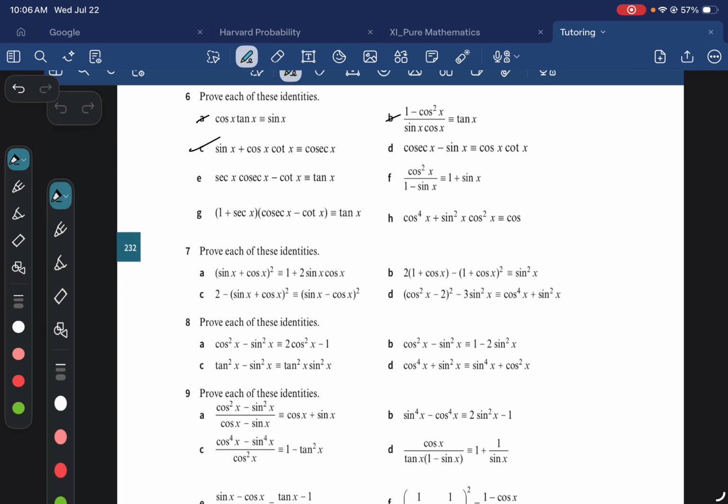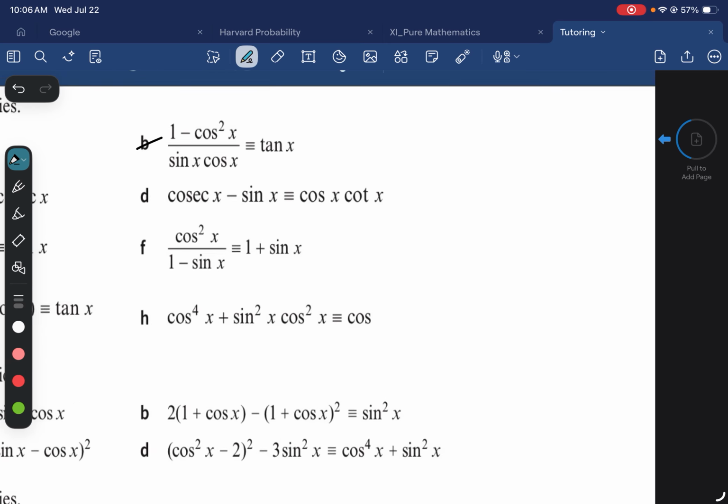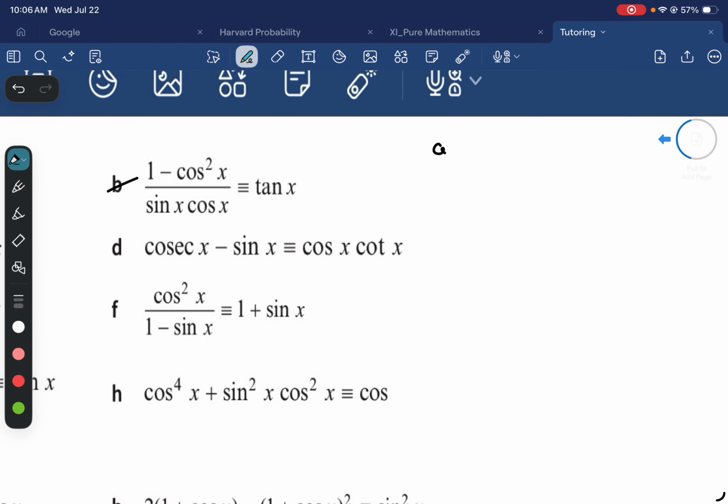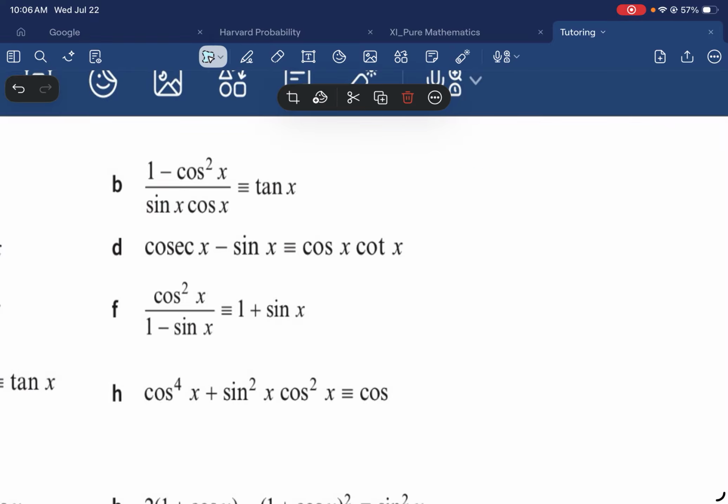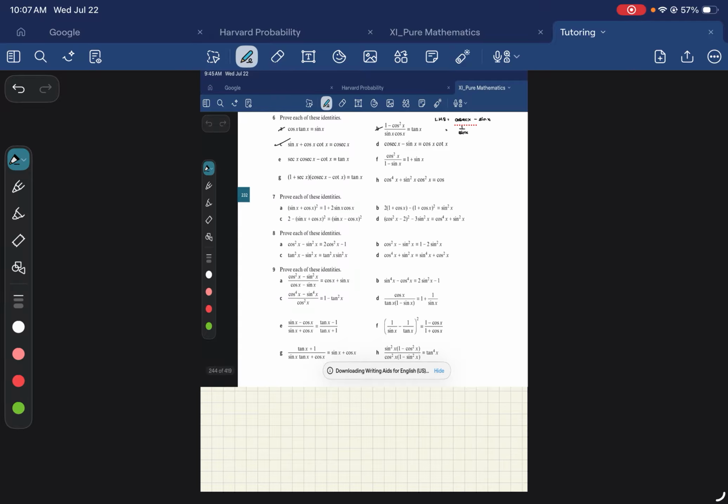Part D. And I don't know why, my screen keeps on lagging these days. So I have cosecant x minus sin x on my left-hand side. I'm going to work only with my left-hand side. Cosecant x is just 1 over sine x. So usually, I like to write things in terms of sine, cos, and tan, or just sine and cos. All right, I'm so sorry. Okay, yeah.